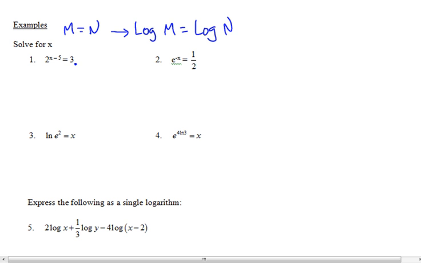Okay, so there are two options. I'm going to show you both. I think you're going to like this other one better. So there's the usual way, where we're looking for the exponent.